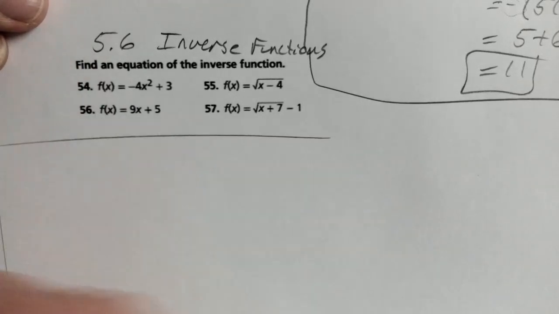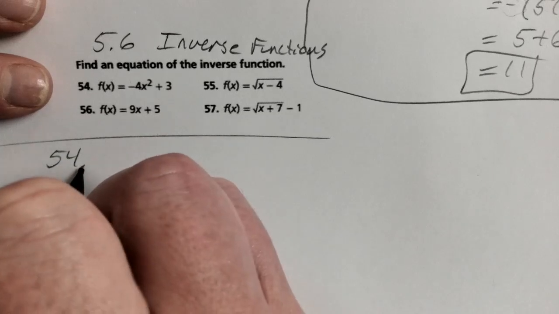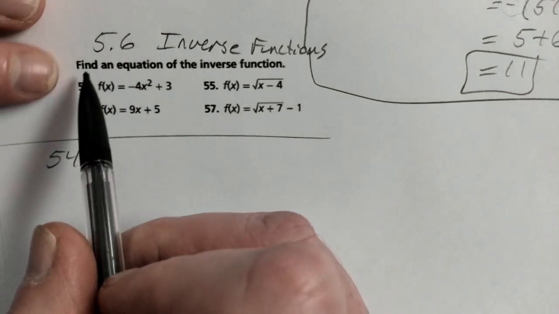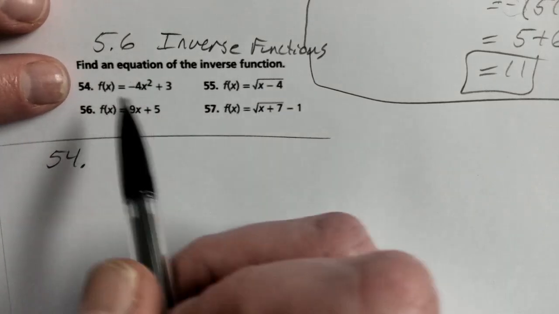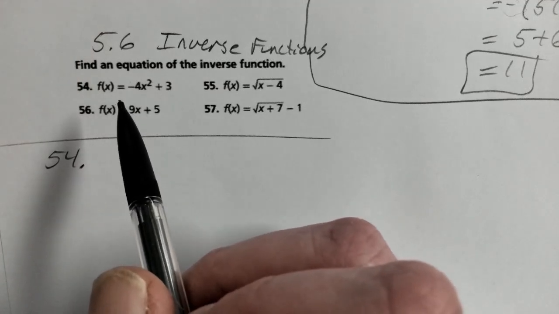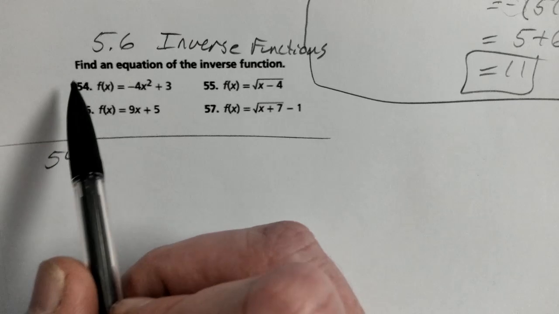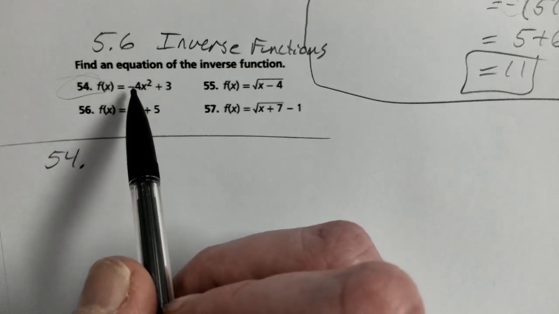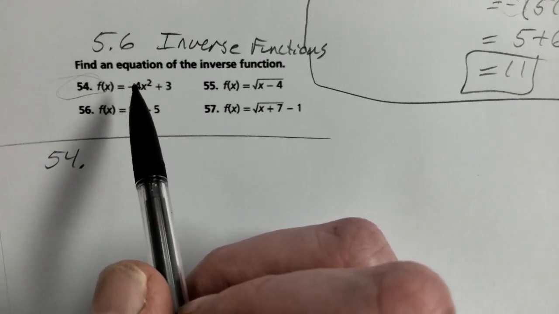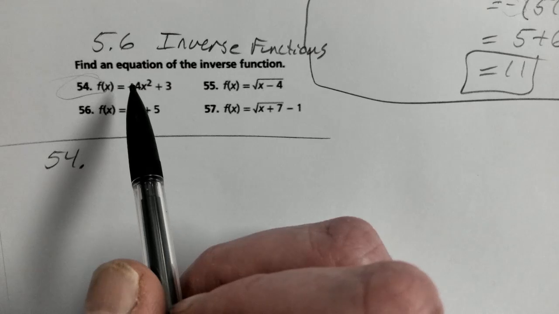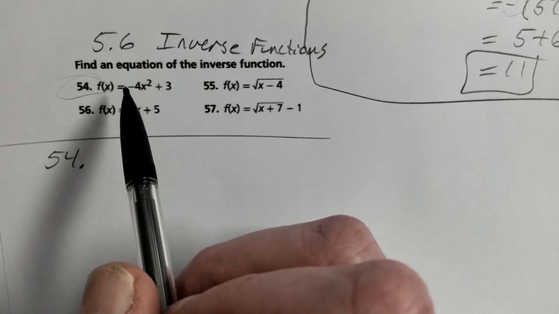Alright, so here we go, problem number 54. It tells us to find an equation for the inverse function. It does not tell us that we have to restrict domains or do any of the other things. But this parabola on 54, if I were to restrict the domain, what would I restrict it to so that the inverse would also be a function?